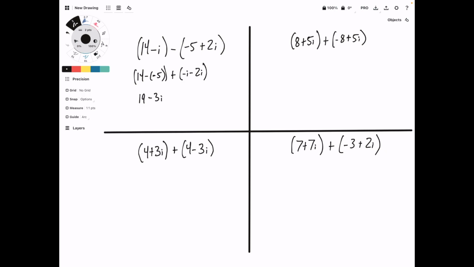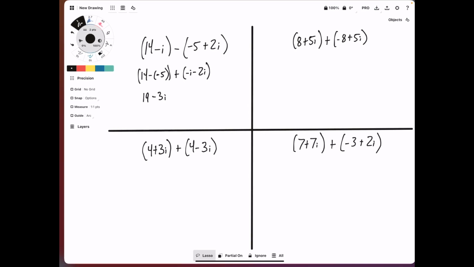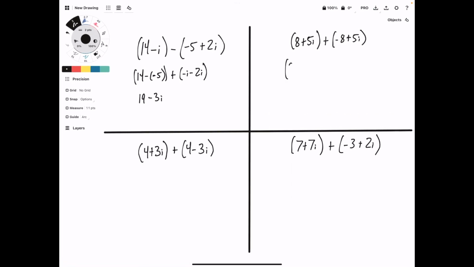Alright, so on the right here, we have 8 plus 5i plus a negative 8 plus 5i. So we're adding, so we're going to add the real parts and then add the complex parts. So here, the real part cancels out, and we are left with just an imaginary number, 10i.